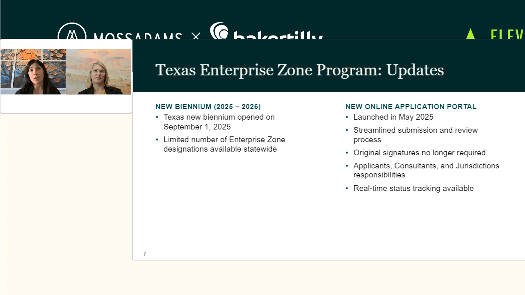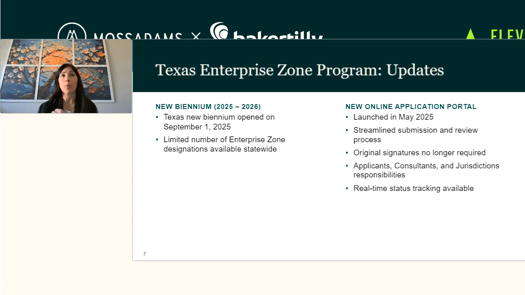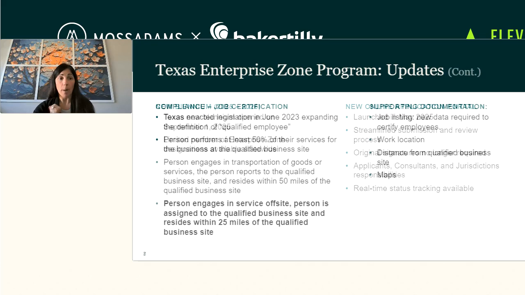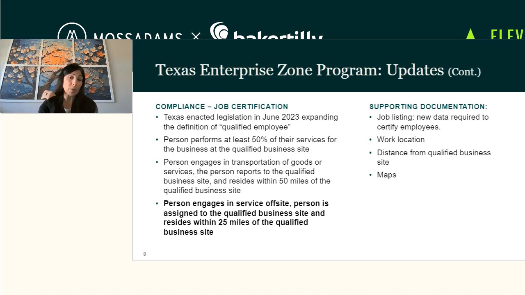Last is the monitoring process. This, again, you are able to track the submission of your application now. So you can see once it's been submitted, if it's in review, if it has been approved or denied. So it really eliminates basically you having to follow up with a phone call or emails. So next we'll move to some program updates, or continue with the updates, I should say.